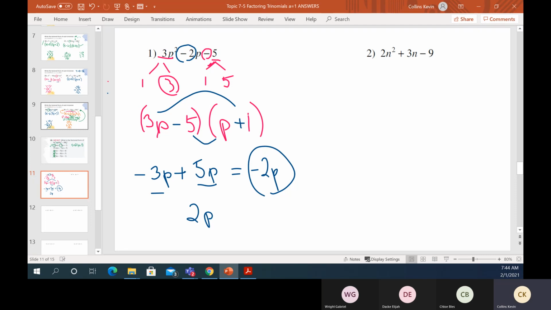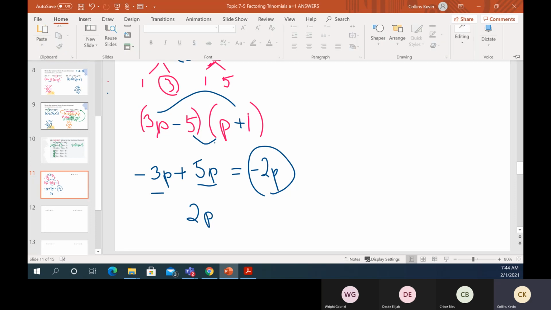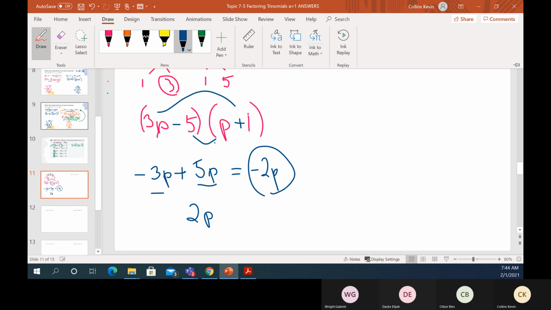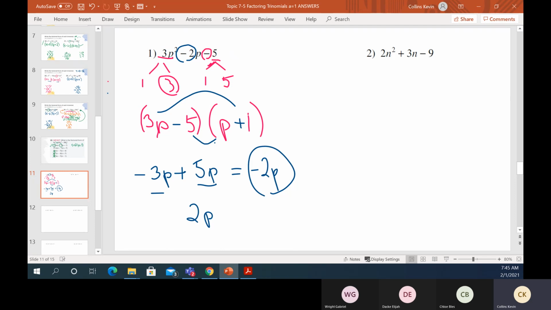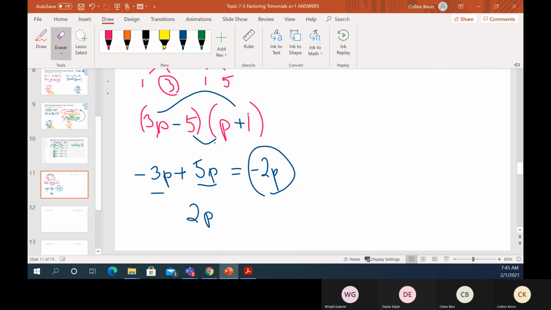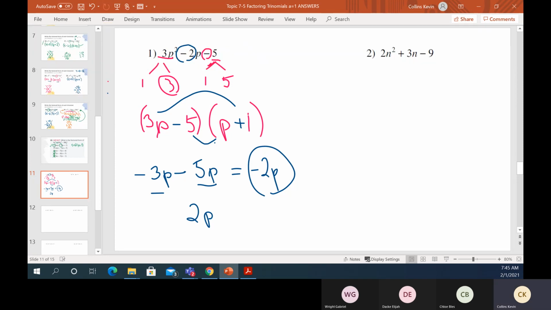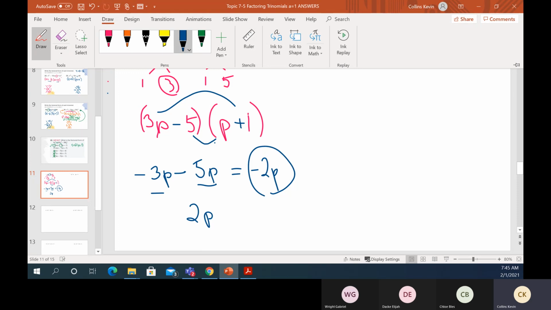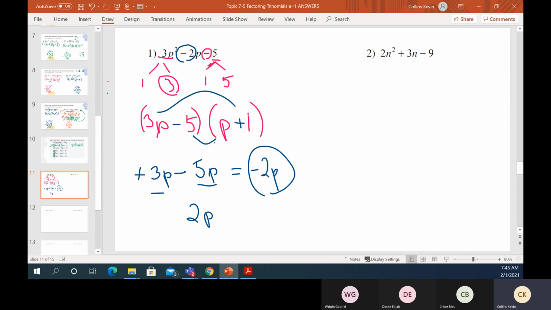So now when we multiply them out, I've got minus 5 times p, so that's going to be minus 5p. So this will be a minus 5p. So that becomes minus, and then the other guy becomes plus. Now I have, excuse me, 3 minus 5 gives me minus 2p. That's what we're going for. So this is our answer.